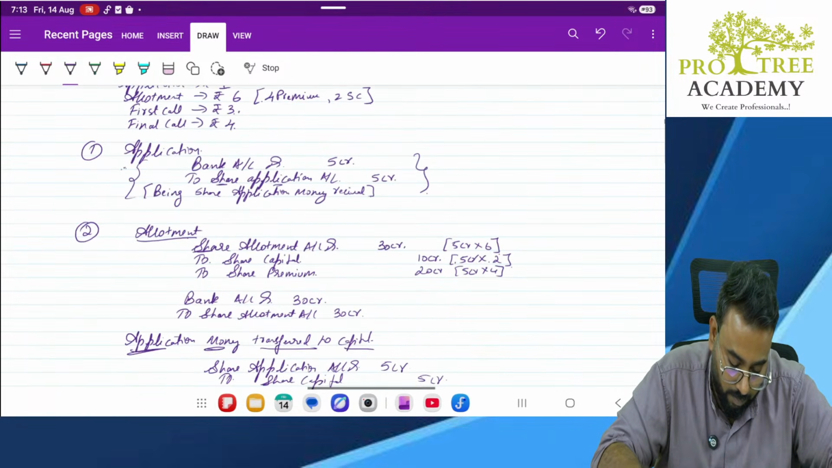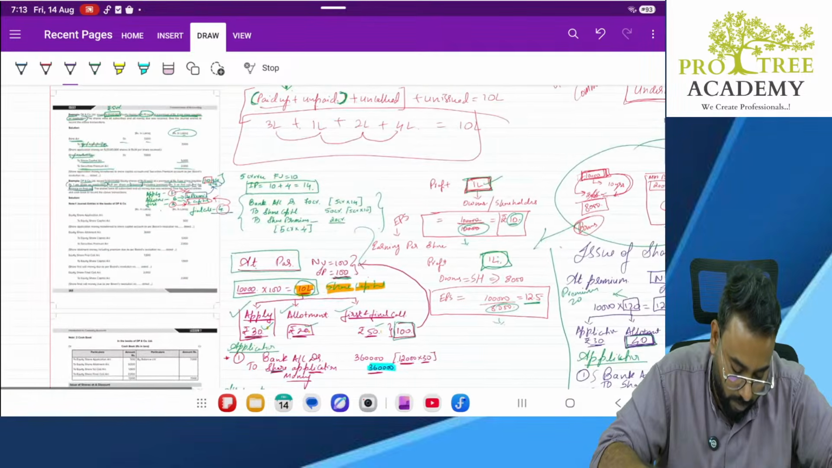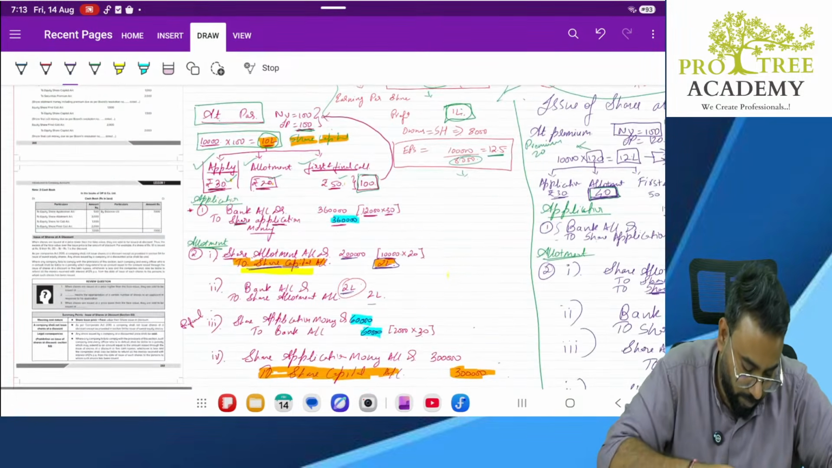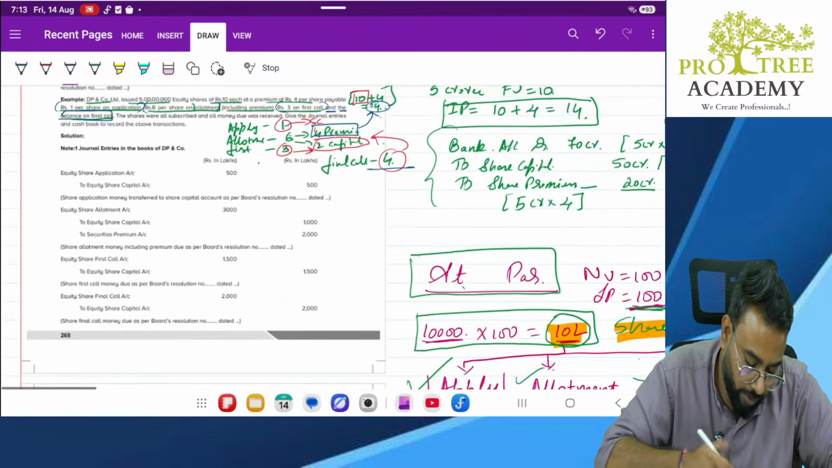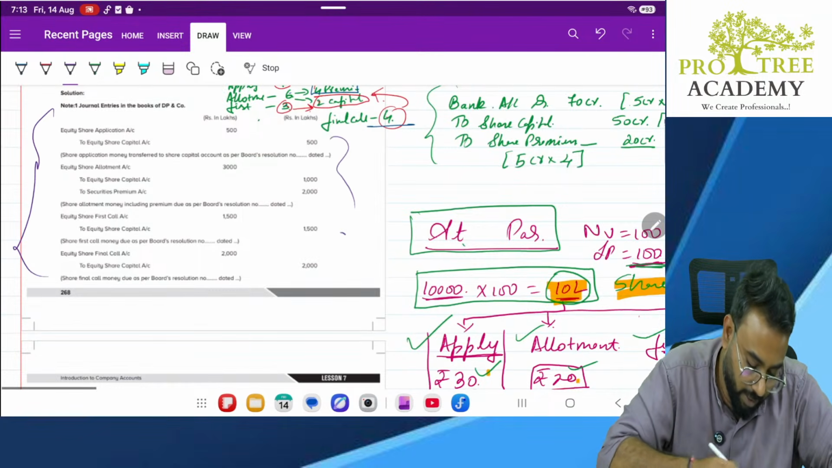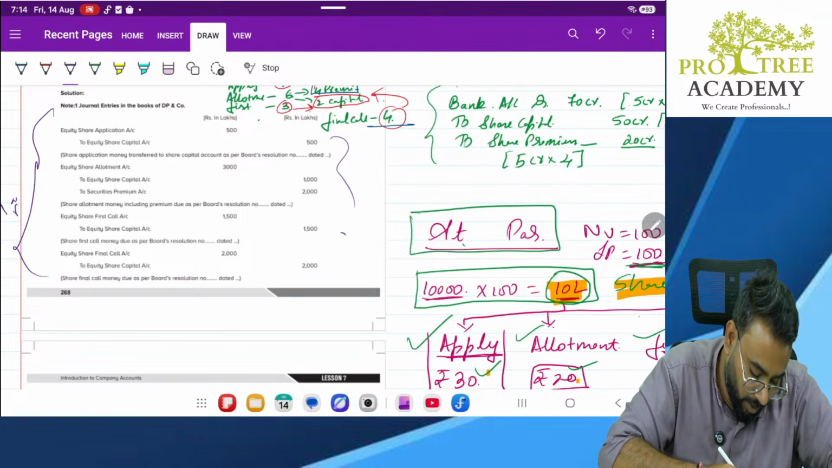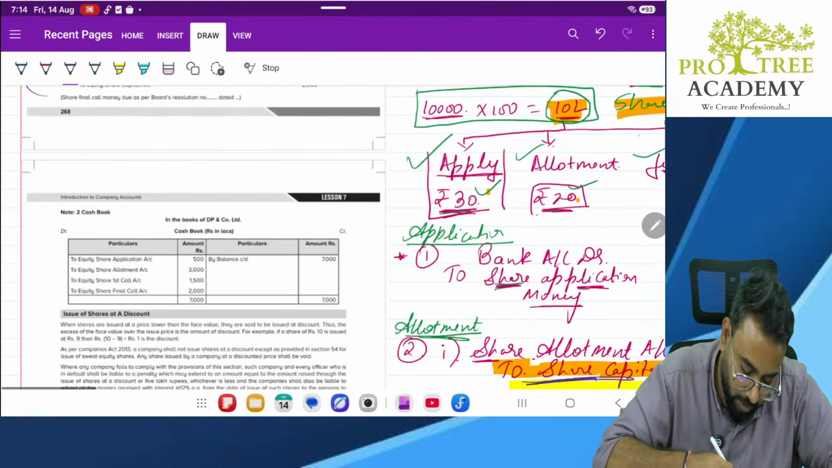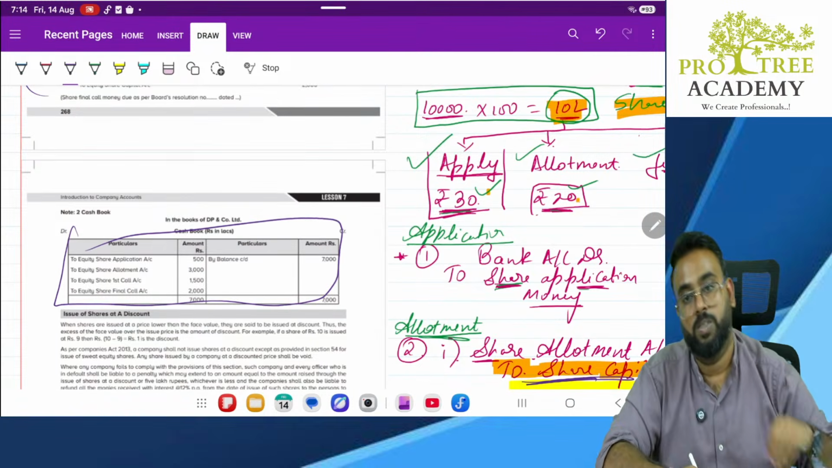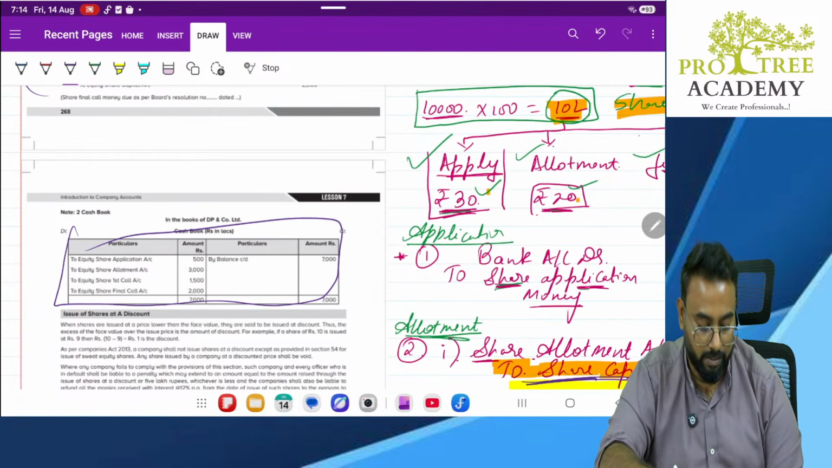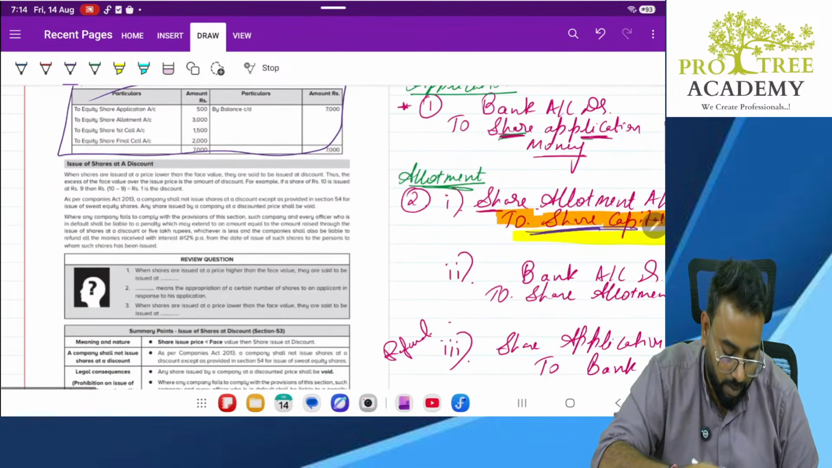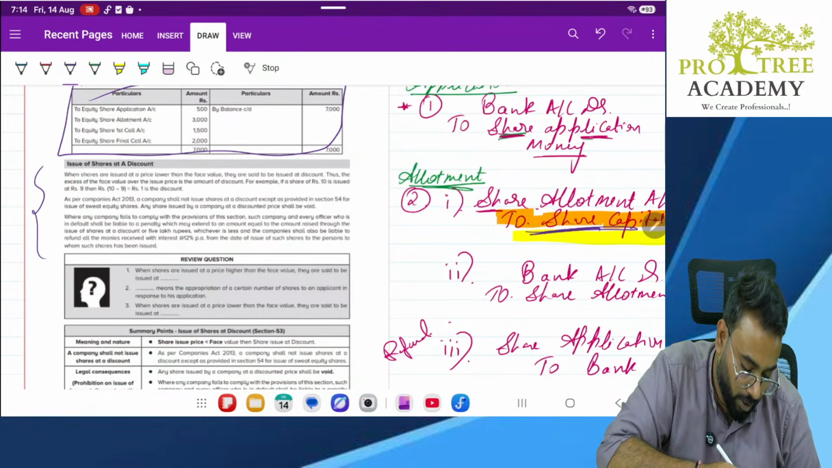Done? That is what you have done. Your book also they have done. Only thing is they have not recorded bank entries. Why have they not recorded bank entries, sir? Because they have given you a cash book. So instead of recording the entries, they have recorded here. Clear? Okay.